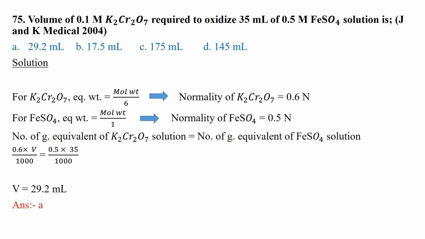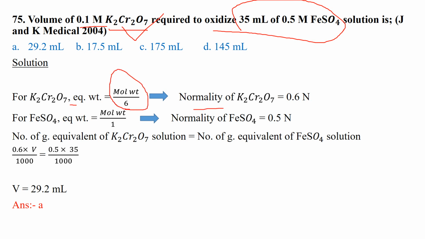Volume of 0.1 molar potassium dichromate required to oxidize 35 ml of 0.5 molar FeSO4 solution is, right? We have to calculate the volume of 0.1 molar potassium dichromate. So first of all, convert this 0.1 molar into normality. In case of potassium dichromate, equivalent weight is equal to molecular weight by 6. Then normality will be 0.1 into 6, 0.6.